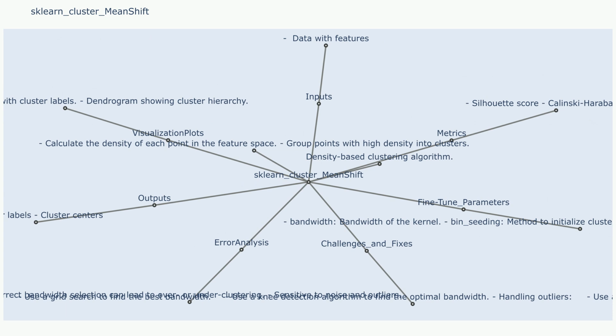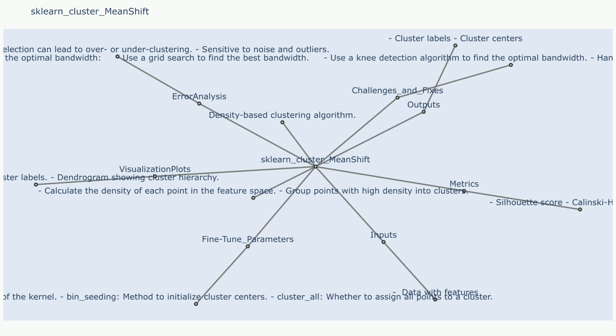Outputs. Cluster centers. A 2D array containing the coordinates of the cluster centers. Labels. An array assigning each data point to its respective cluster. Steps. Initialization. The algorithm starts by defining a bandwidth, which defines the size of the neighborhood around each point.